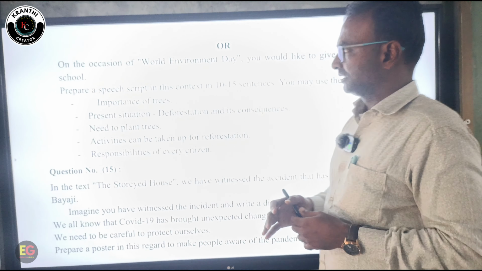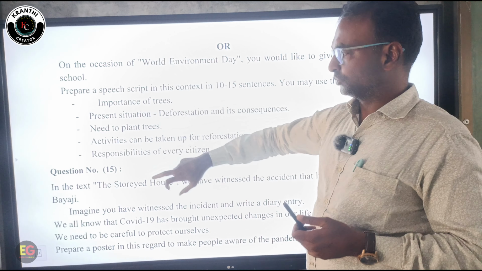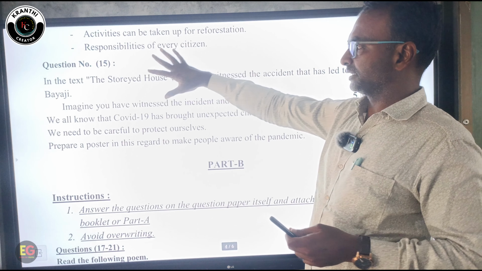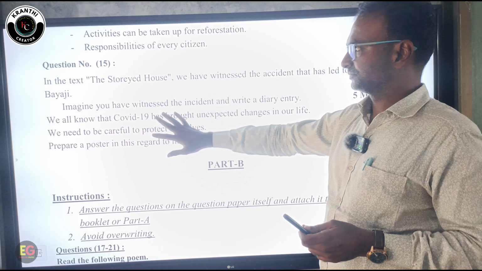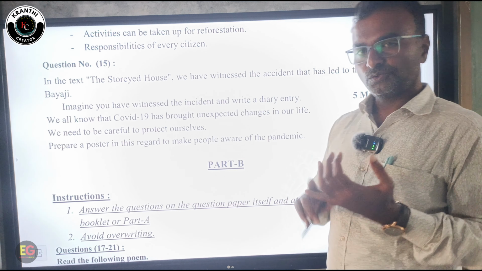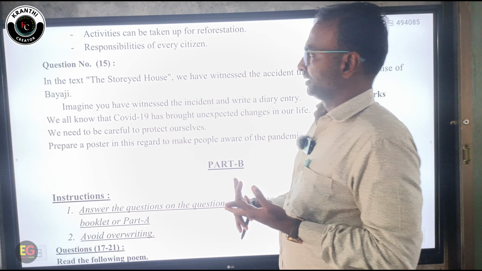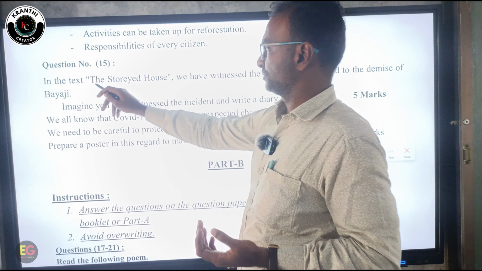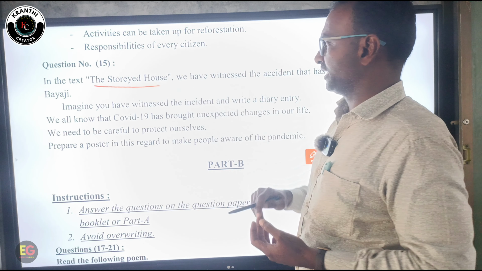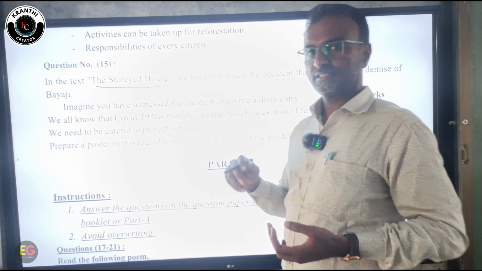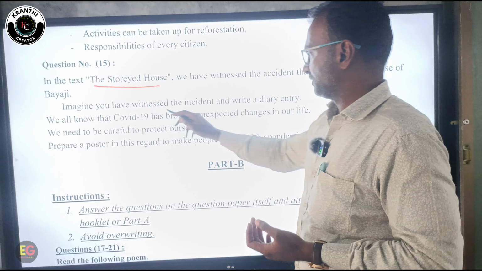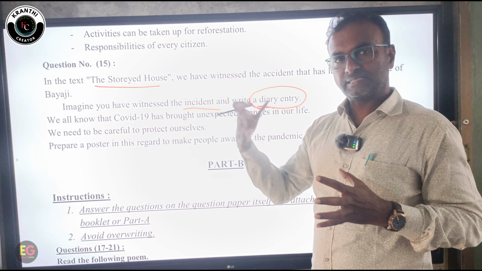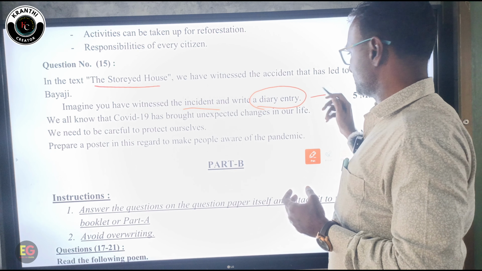So this is one between the 2. The major discourse consists of 10 marks. And question number 15, here we don't have a choice. In question number 15, there are 2 questions, and both are to be answered. Again, one is from the textbook and one is textbook independent. It is given from Sudheer Reddy's house and about the accident, the sad death of Bayaji. Imagine you have witnessed the incident, and make a diary entry about the death of Bayaji. This is from the textbook.